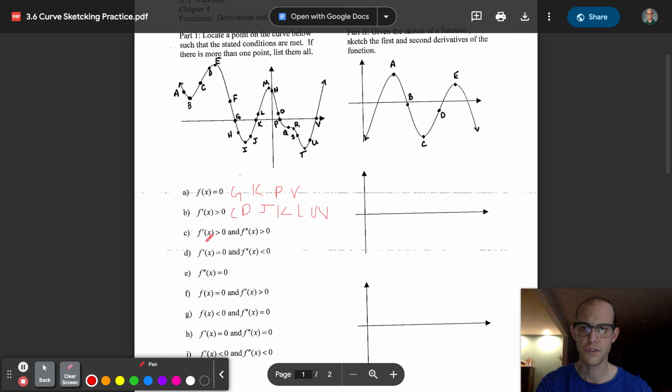C, the first derivative is greater than 0, so increasing, all of these options, and the second derivative is greater than 0, which is concave up. So out of these options, which ones are concave up as well?